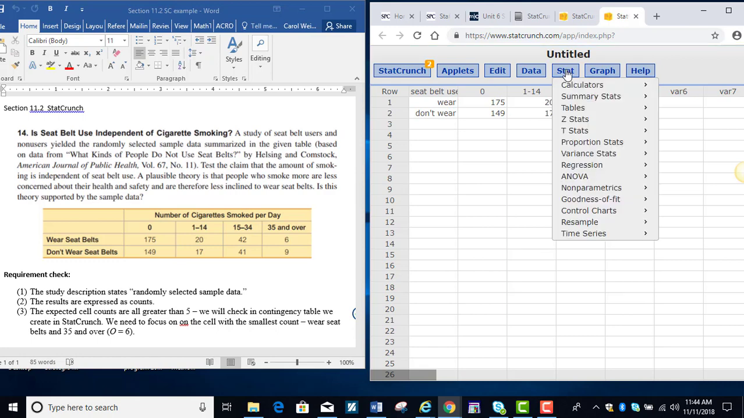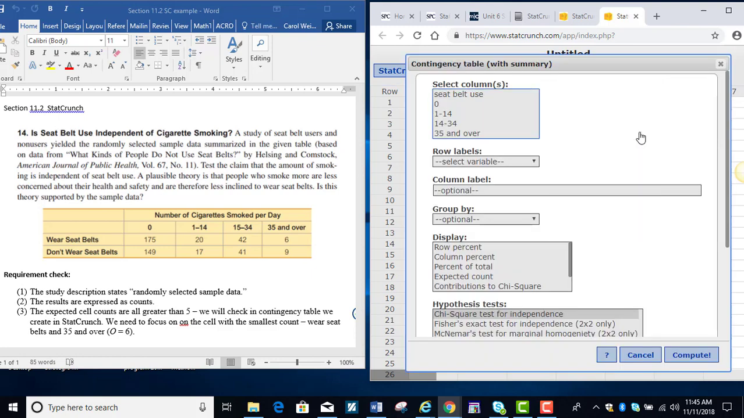So I click on Stat, Tables, Contingency with Summary. The columns are going to be the cigarette usage, which are 4 columns, and the row labels are the seatbelt use. I want to get the expected cell counts right now, and I'm also going to get the chi-square test for independence down here.